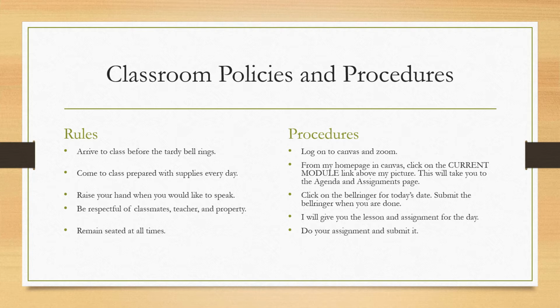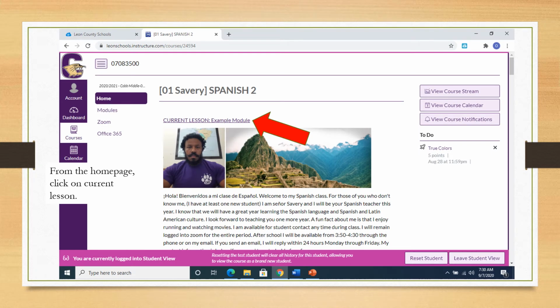Click on your bell ringer for today's date. Submit the bell ringer when you're done. After the bell ringer is submitted, we're going to go over the bell ringer. After we go over the bell ringer, I give them the lesson and assignments for the day. After that, I turn them to their assignments, and they do their assignments and submit it. So this is what it looks like specifically.